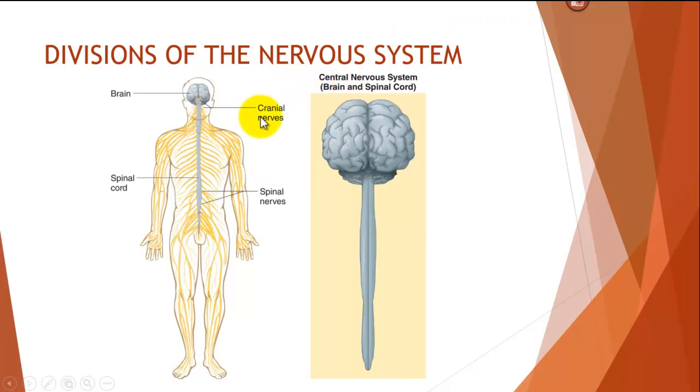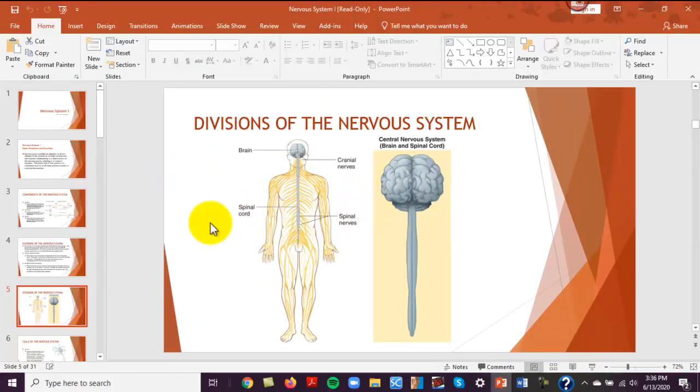But here are some cranial nerves, and there are spinal nerves. There are actually 12 cranial nerves and 31 spinal nerves. There's the spinal cord, and there's the brain. So those are the divisions. The yellow here would be the division called the peripheral nervous system. It's on the periphery. And then right in the middle is what is called the central nervous system.